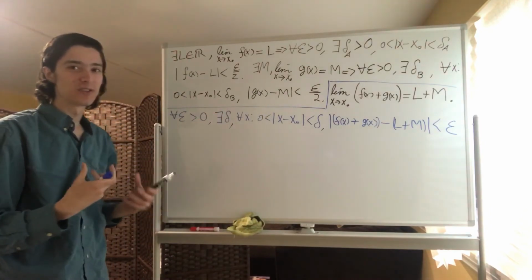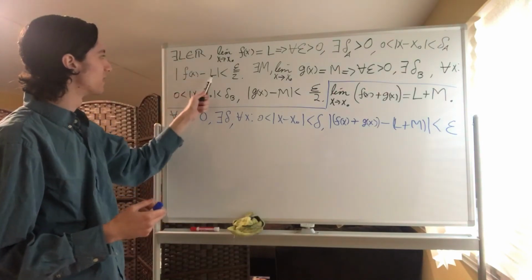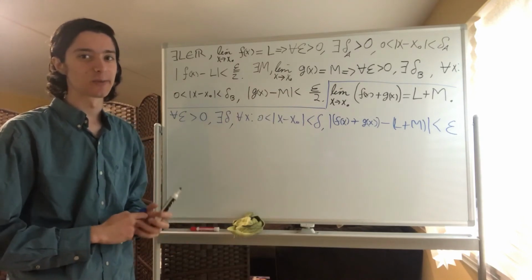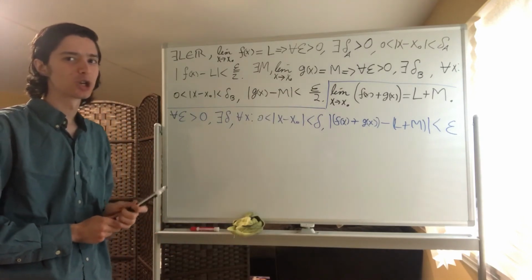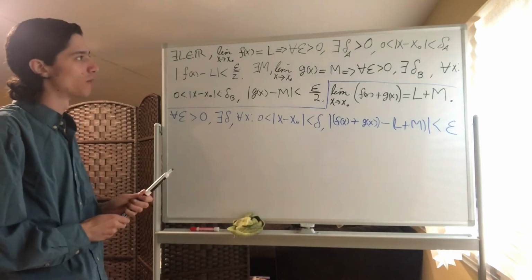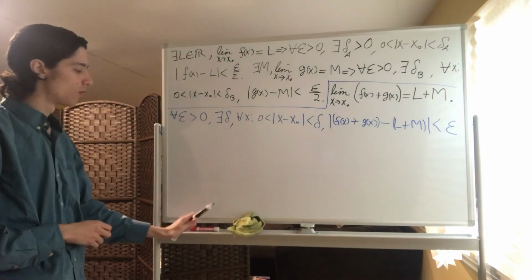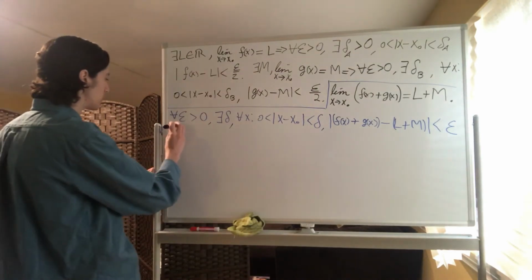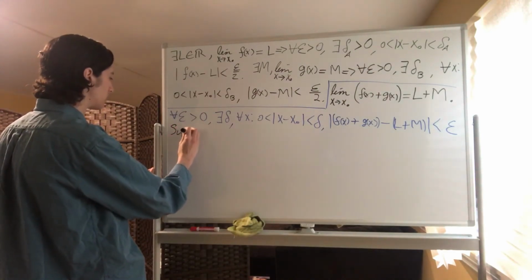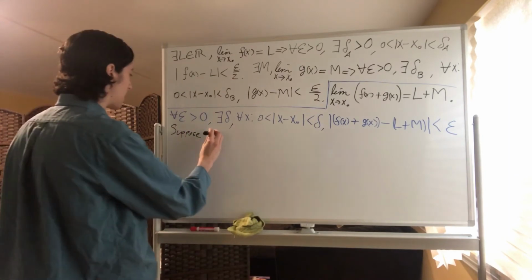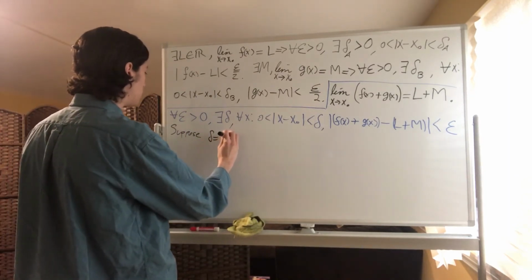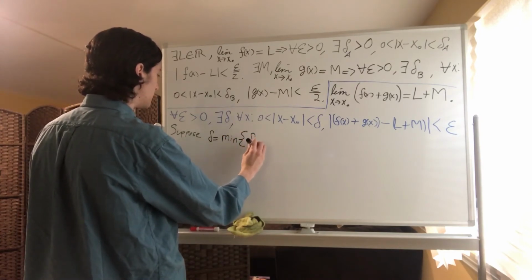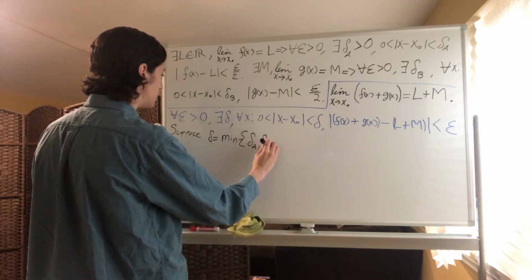Because we want both of these facts, that this difference is less than epsilon over 2 and this difference is less than epsilon over 2, to actually help us out. So how can we make sure that we choose a delta so both of these hold? Well, what we can do is say the following. We can suppose that delta is equal to the minimum of delta A and delta B.